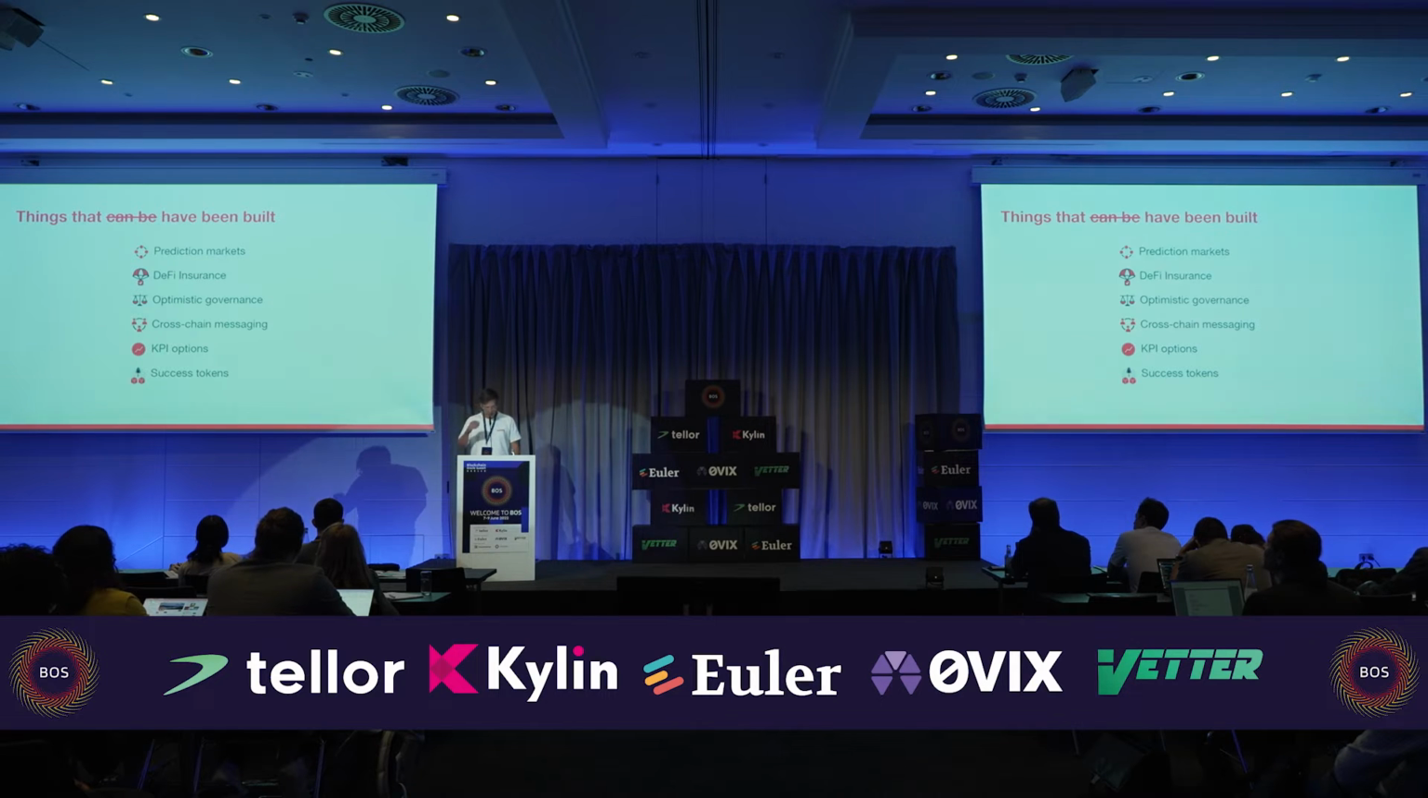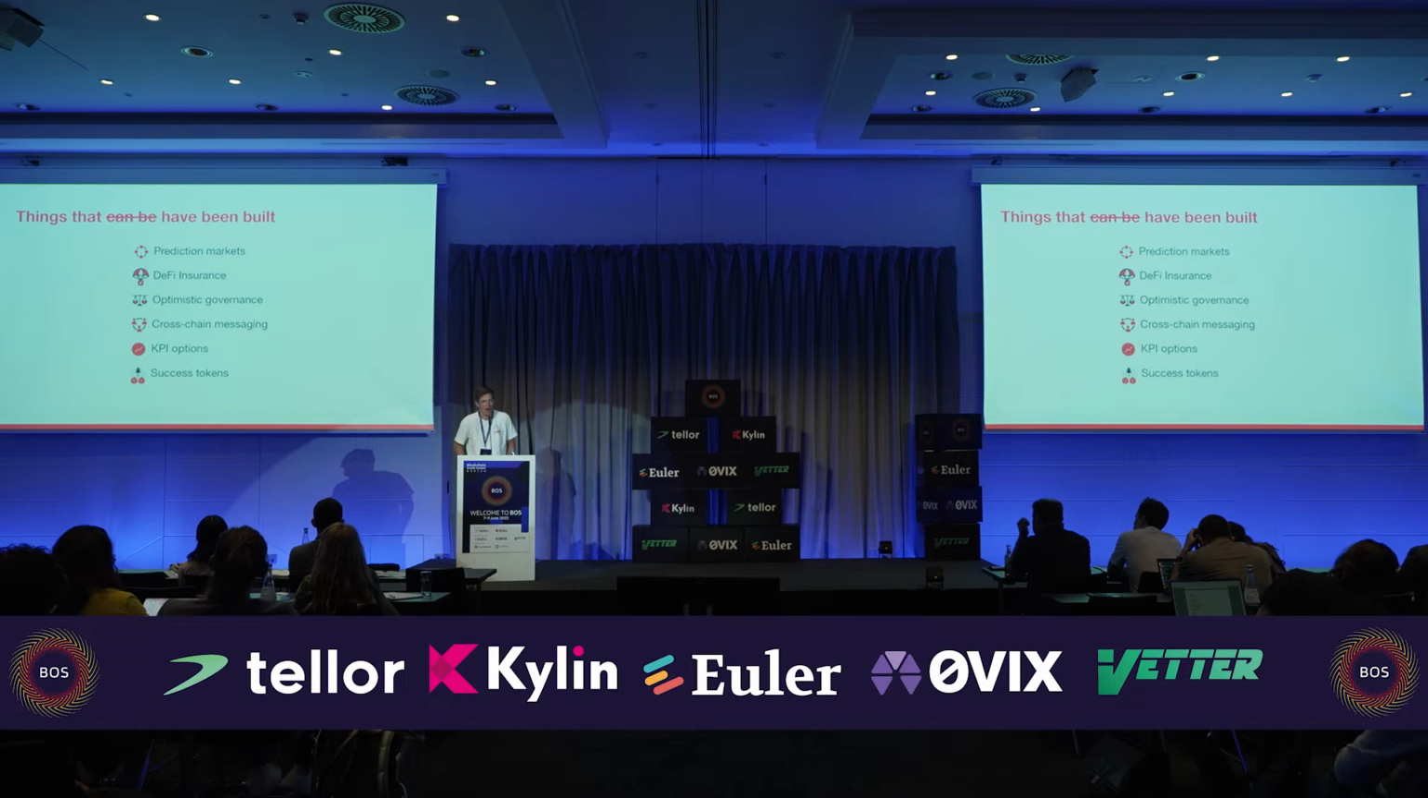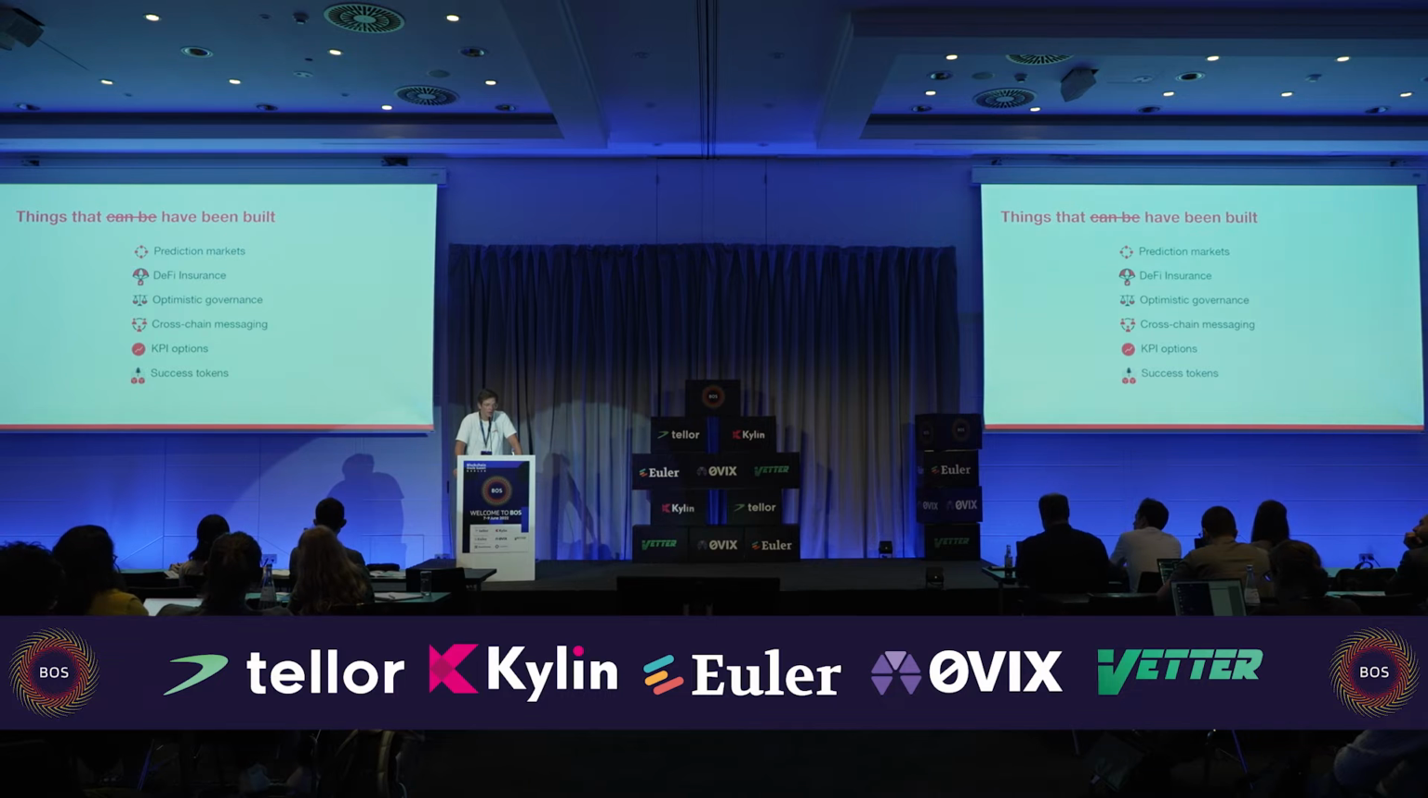And so what have we built? Things that have been built using our optimistic oracle include prediction markets like Polymarket. I'll go quickly through these, but prediction markets, things where you can bet on the outcome of events. DeFi insurance. There's a DeFi insurance protocol called Sherlock that uses the optimistic oracle as a final layer in their claims process. Optimistic governance is something that I'm going to spend a few minutes at the end of this talk talking about, a direction we're moving into.